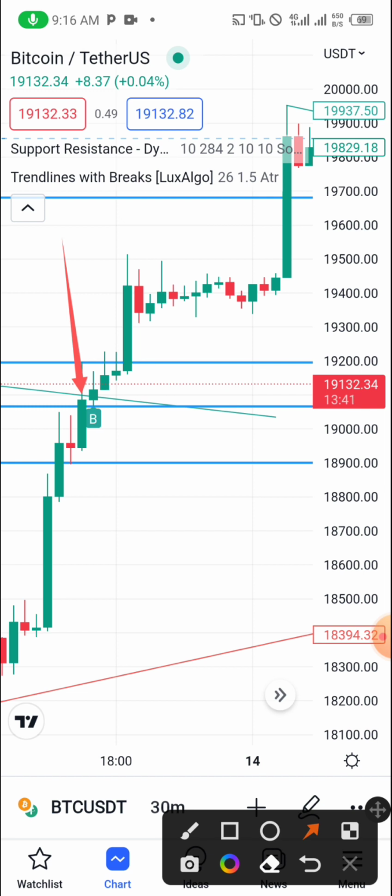Price broke out of the resistance. Now, where is the resistance I'm talking about? The resistance is this line. Price broke out of that resistance. Look at it clearly. Let me cancel it so you look at it again. You see it? Price broke out of this particular line.